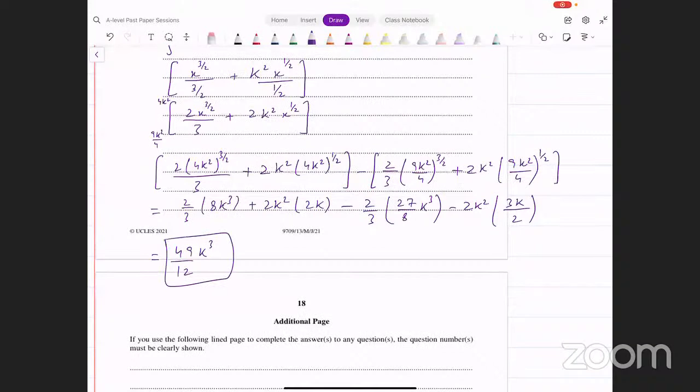Okay. So yeah, that was a long session. We're going to end this here. I hope that was helpful. This was the last question of this paper.